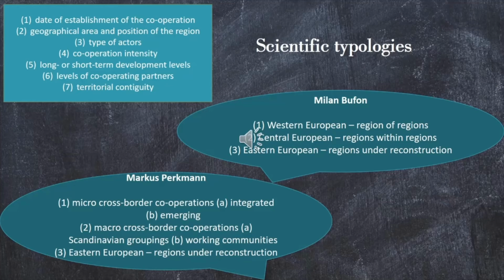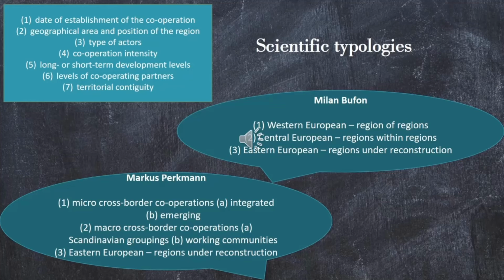Accordingly, those micro cross-border regions which have a strong organizational structure are referred to as integrated, while those which have a rather loose organizational structure are called emerging micro cross-border regions. In the case of the latter, we can experience the lack of a permanent secretariat, or the lack of development plans, or the lack of comprehensive cooperation schemes.